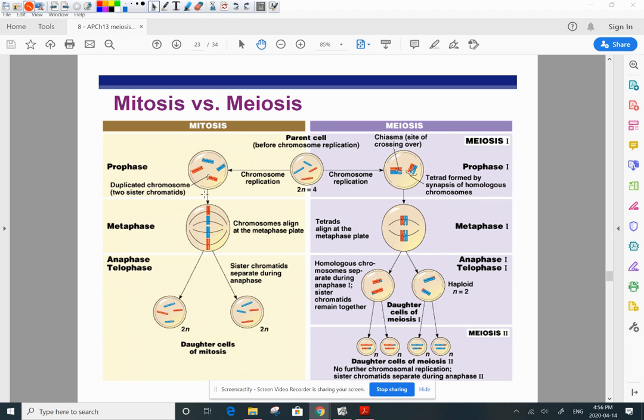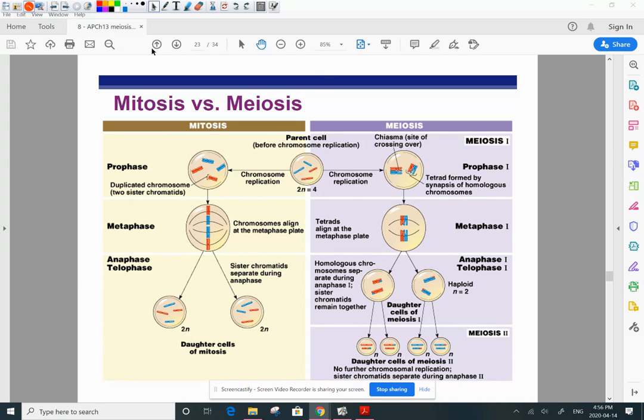And at the end of mitosis, you get two daughter cells that are identical to the parents. They have the same ploidy. So if you start with 2N, they end up with 2N. Whereas in meiosis, you end up with half the amount of chromosomes. That is a reduction division, of course, that happens in meiosis 1.